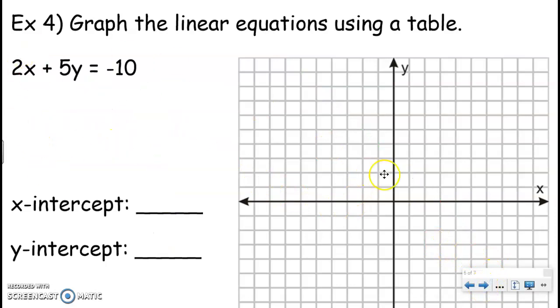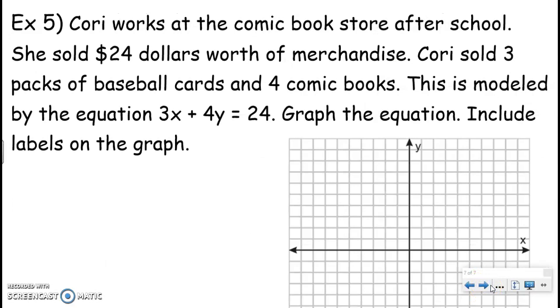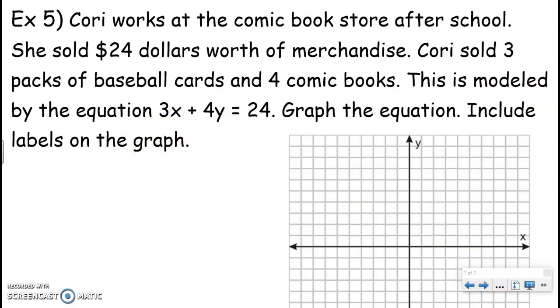Okay, last one. Sorry. You do this on your own. Have us check it. Make sure you're good. The last one we're doing together is: Corey works at the comic book store after school. She sold $24 worth of merchandise. She sold 3 packs of baseball cards and 4 comic books. It's modeled by the equation 3x plus 4y equals 24. Graph the equation, include labels on the graph.